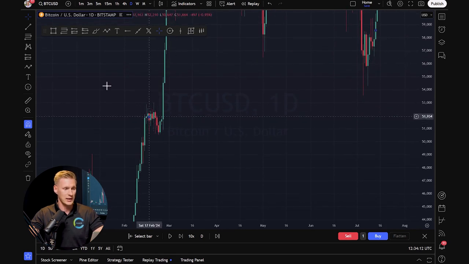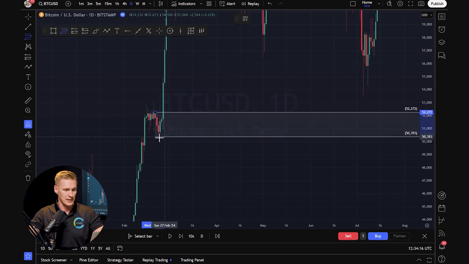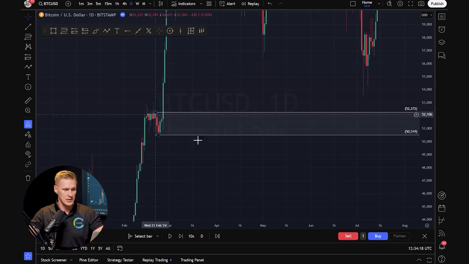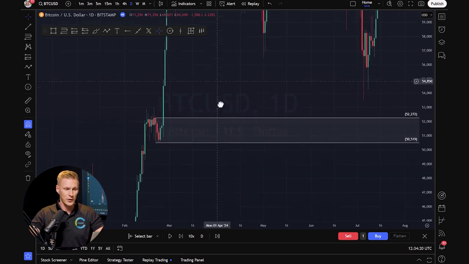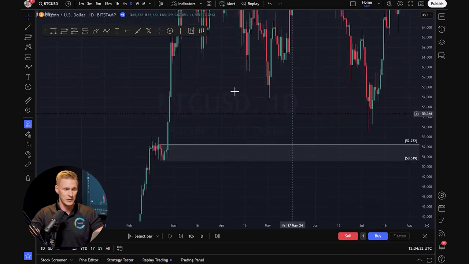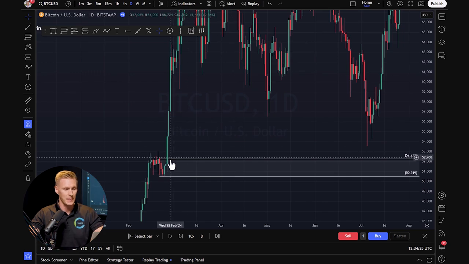It's Bitcoin on the daily time frame. Let me use our proximal and distal line, right? That's our zone here. And now focus on the leg out candles. And you can see they are not indecisive candles, right? They are not really huge wicks.